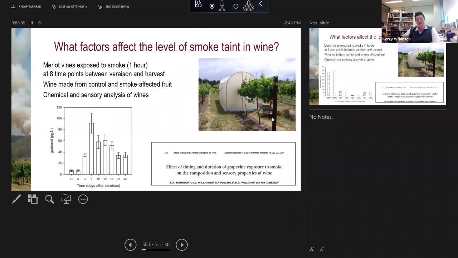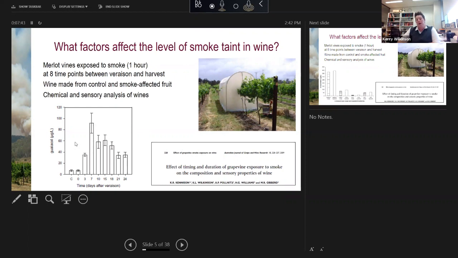So I won't show you all of the data from this trial, but this is the glycol concentration that was in those wines. So you can see it's really quite low for the control wine. It was also low at the first time point, so at veraison, and we can see that pretty well every time point after that we saw elevated concentrations of glycol, and we see the similar pattern of accumulation of other volatile phenols that we measured in this study, with a peak at around about 7 days post veraison. So we believe this might be the time point at which grapevines, albeit Merlot in this instance, are most susceptible to the uptake of smoke.